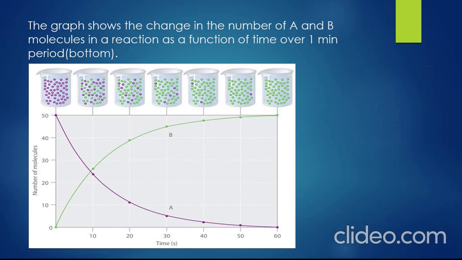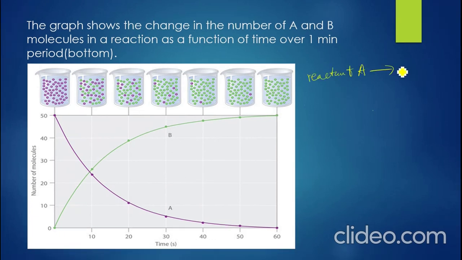So here you have reactant A, which is being used or consumed to form product B. Since the concentration of A is decreasing with time, it's going to be negative, while the concentration of B is increasing with time, so that's going to be positive. So this one is decreasing, that's negative. This one is increasing, that's positive.